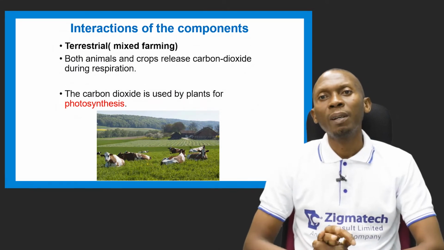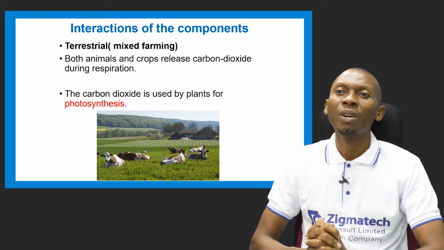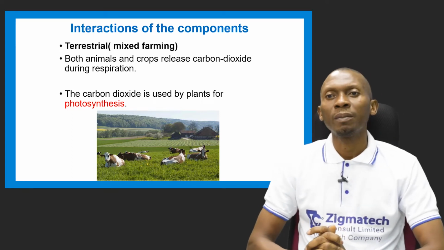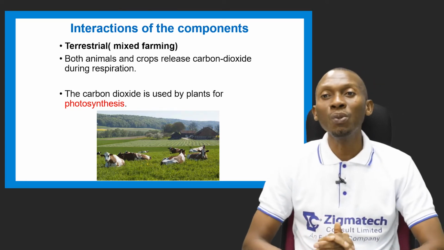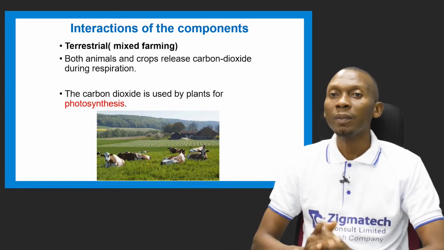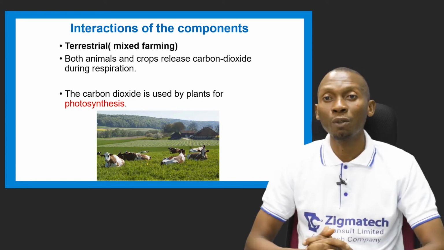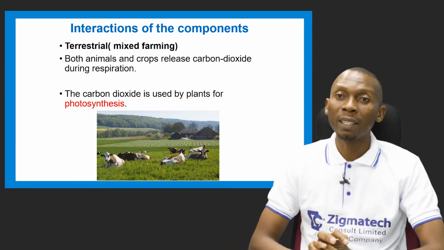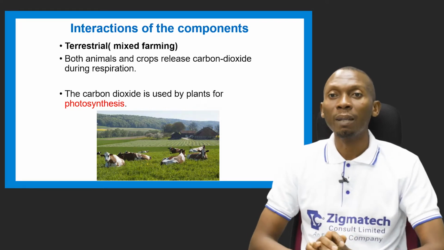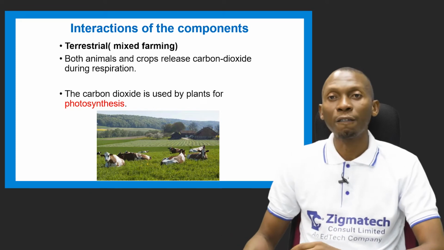Then we also have both the animals and the crops release carbon dioxide during respiration. And this carbon dioxide is used by plants for photosynthesis. Of course, we know what photosynthesis is, the process by which plants manufacture their food in the presence of sunlight. Carbon dioxide is one of the elements needed by plants as they manufacture their food or carry out photosynthesis.